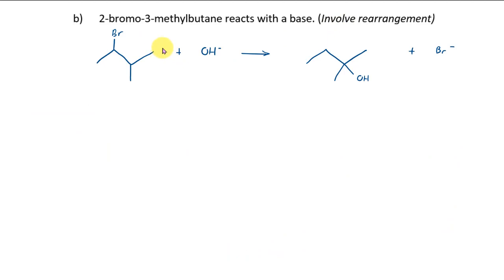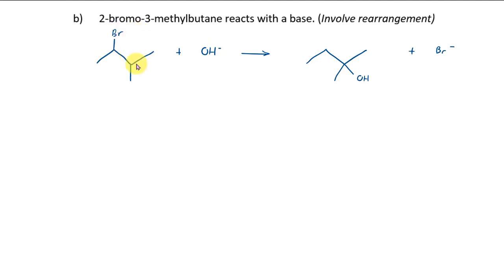For the second example, given in the question, you have the name of the structure: 2-bromo-3-methylbutane reacts with a base. So this question will involve rearrangement, but remember that the question will not tell you whether a reaction will involve rearrangement or not. So you have to go through the mechanism. When you see a carbocation, you need to stop and think, is there any rearrangement required?